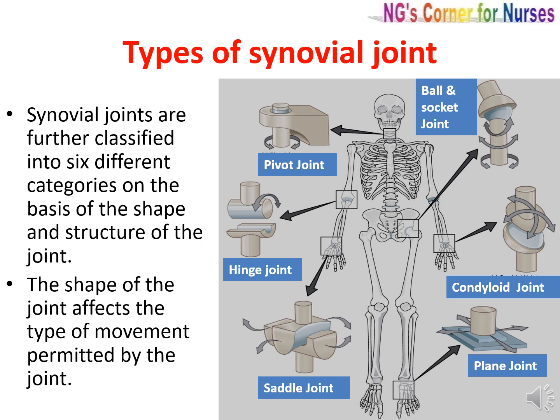Next, coming to the types of synovial joint. Synovial joints are further classified into 6 different categories on the basis of the shape and structure of the joint. That are pivot joint, hinge joint, saddle joint, plane joint, condyloid joint, and ball and socket joint. The shape of the joint affects the type of movement permitted by the joint.